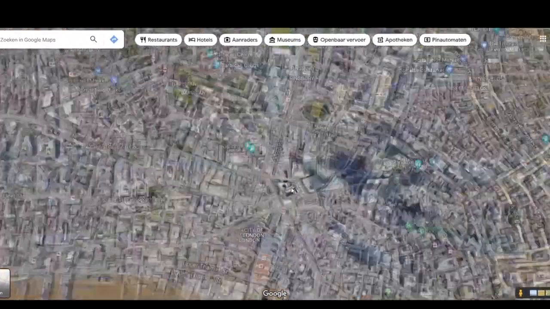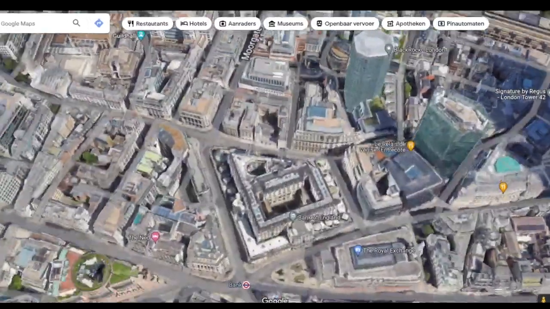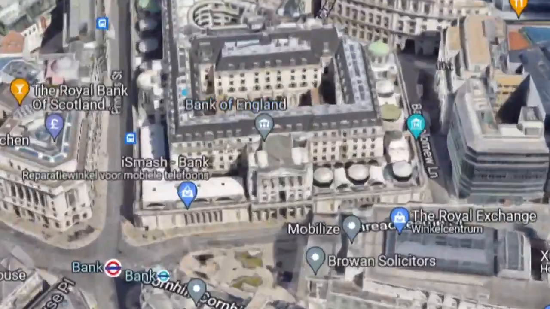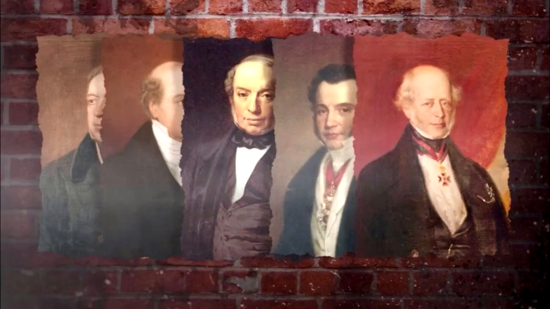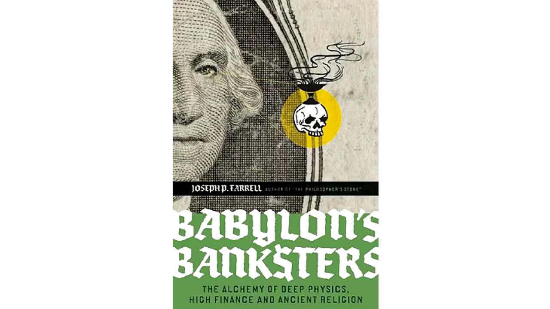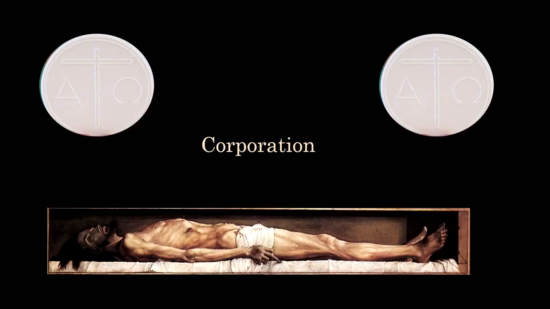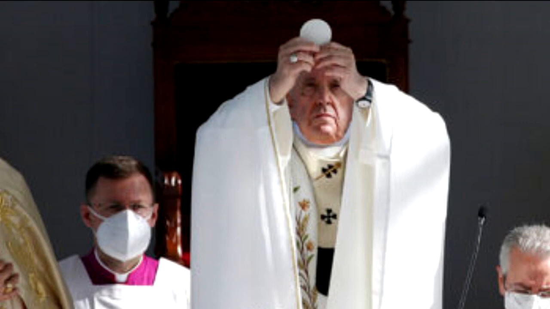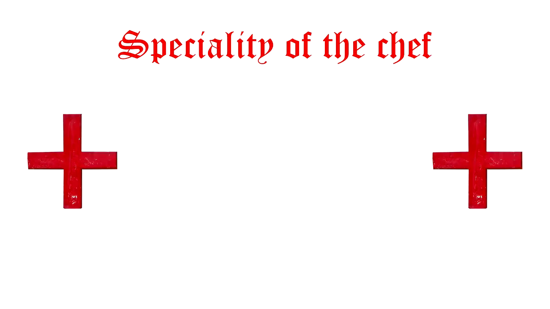That brings us to the City of London and the Bank of England. The Rothschilds. Origin of banking was Babylon, evolving from the banking system are the corporations, the corpus of Ra, the body of Christ. So specialty number one, banking.